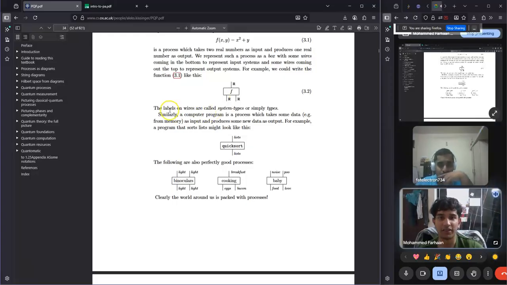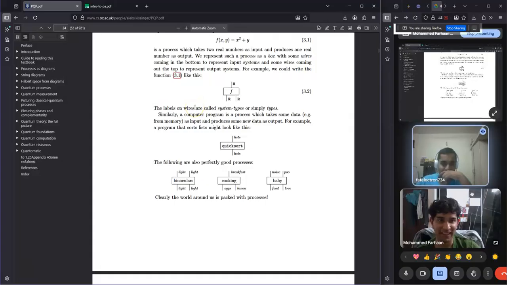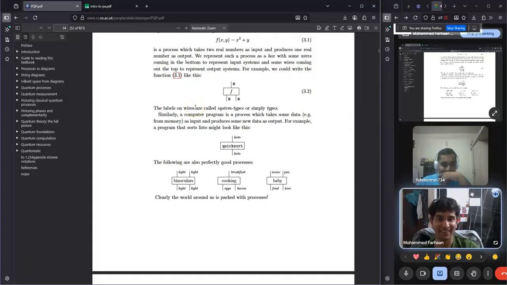One small comment I want to make. This looks a lot like logic gates and quantum gates. That's literally the way I start thinking about it, and I think that's the kind of comparison they're trying to make. They're going to say every gate is some sort of process. Gate itself is a process. Labels on wires are called system types, or simply types.